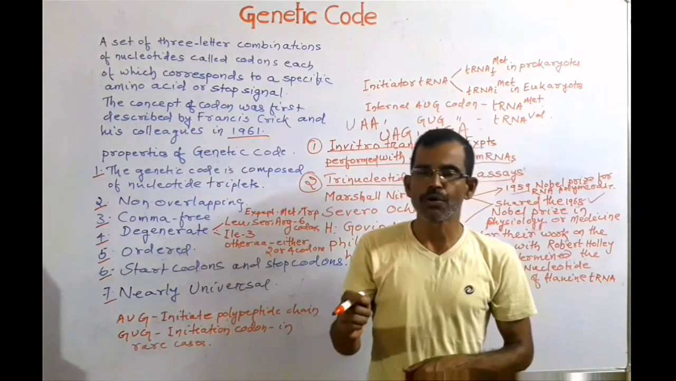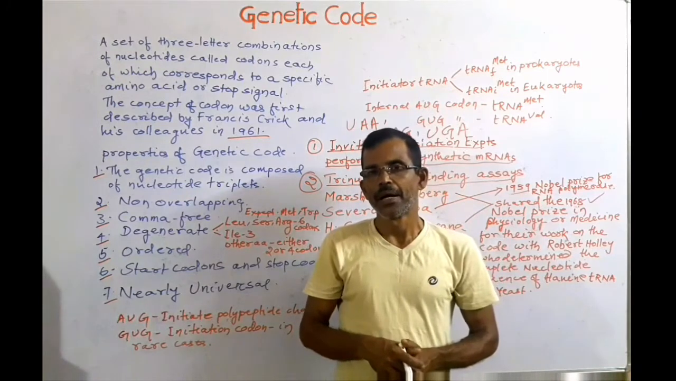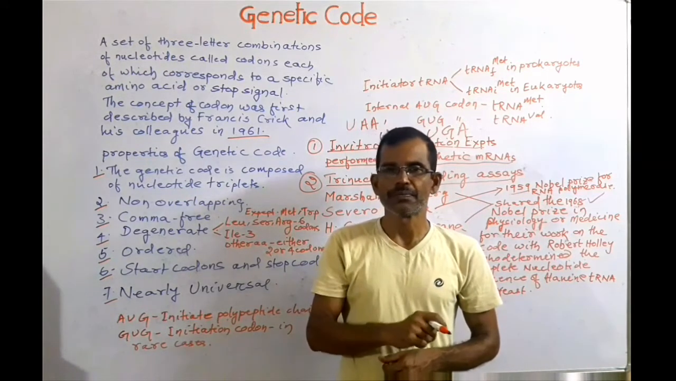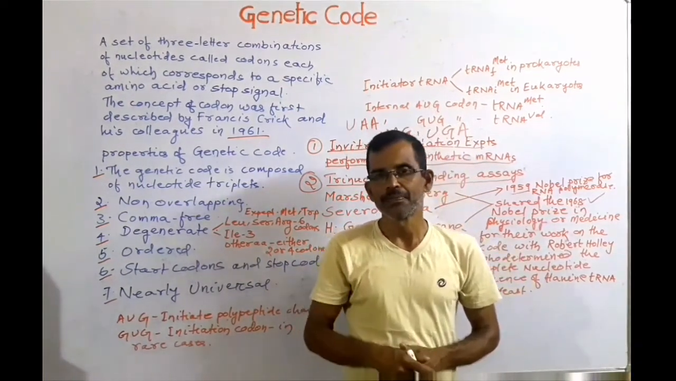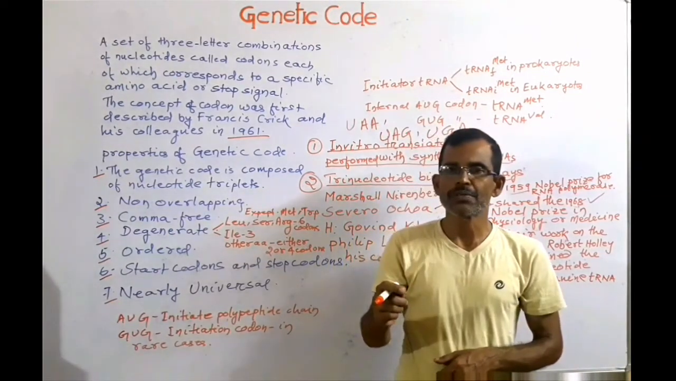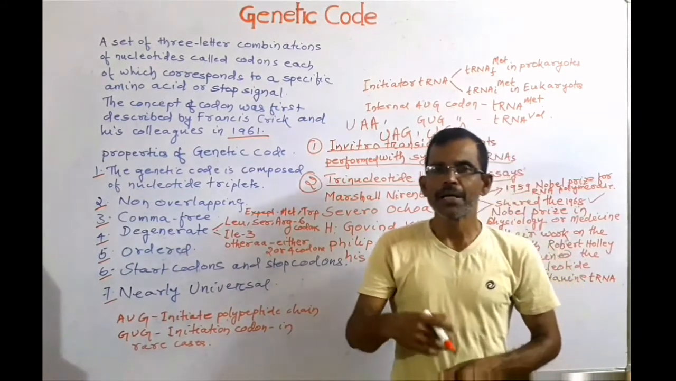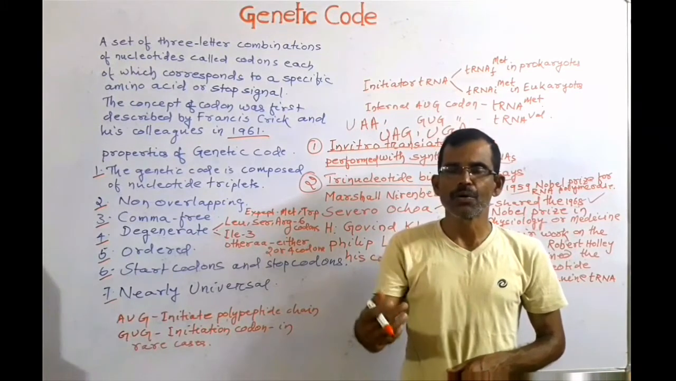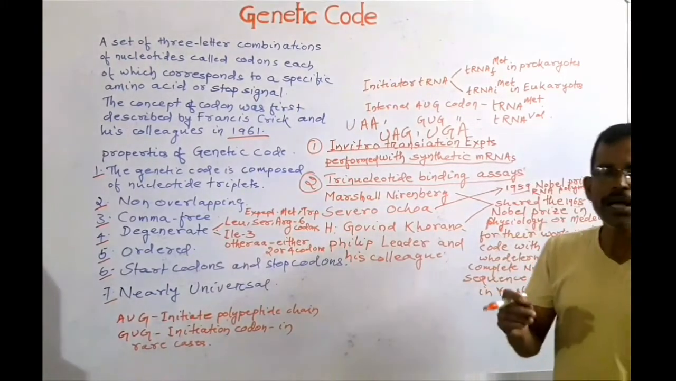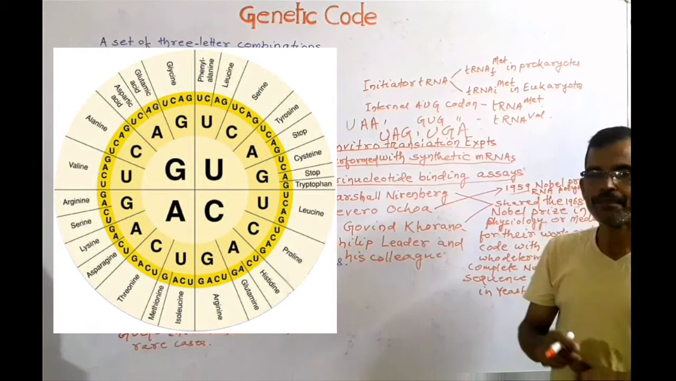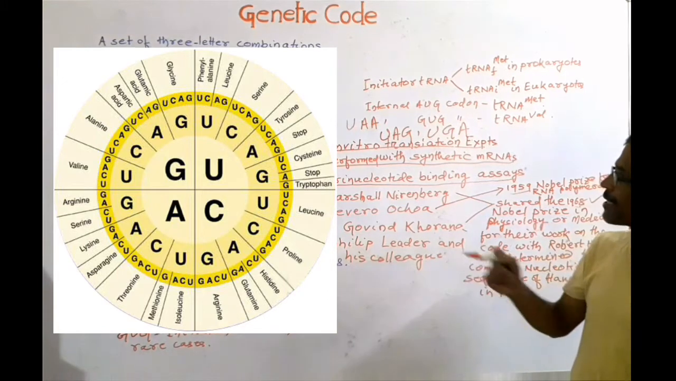The genetic code is composed of 64 codons. Out of 64 codons, 61 codons specify various amino acids, and each codon is a triplet code. That means each codon is composed of three nitrogenous bases. The remaining three codons are called nonsense codons or termination codons. These three termination codons are UAA, UAG and UGA. These termination codons cause the termination of protein synthesis.